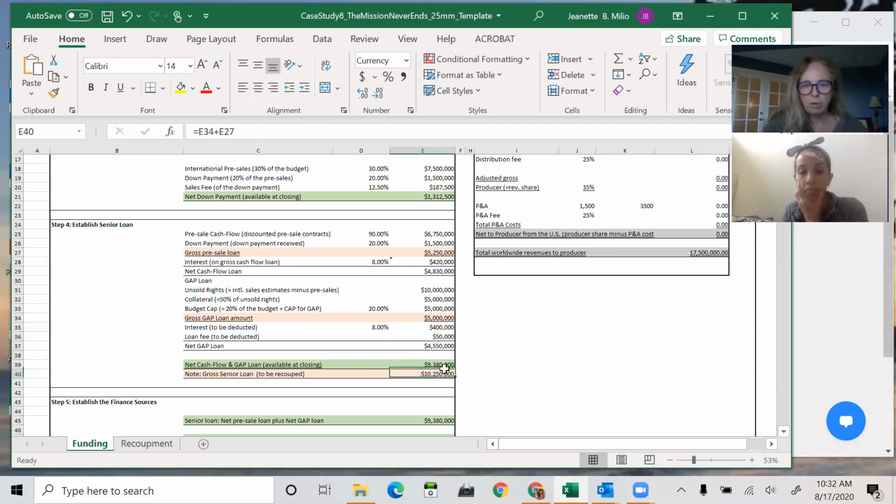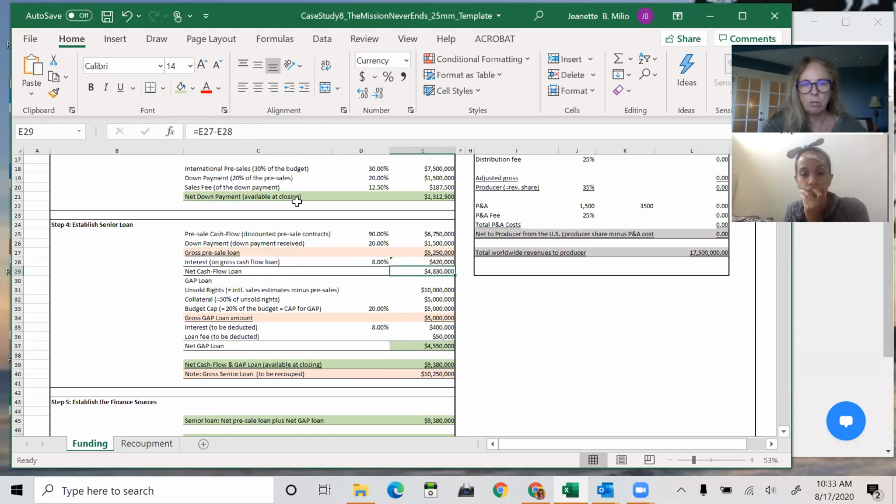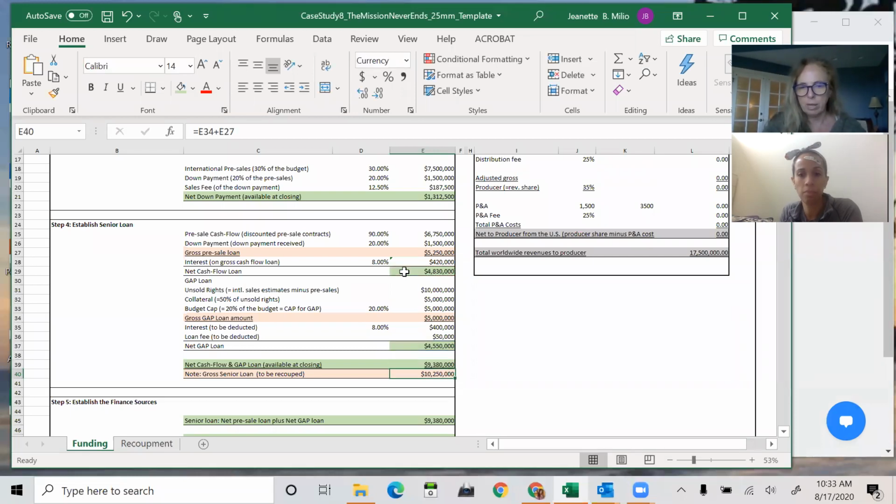So in order for me to figure out what I have available to my budget, I'm simply going to add those two net numbers, because that's all I have. I have this number, I'm going to make it green for you, and I have this number. That's what I'm getting in order to finance my budget. I'm basically just adding my net gap loan plus my net pre-sale loan. That's all I do, right? This is how I get to the 9,380,000.